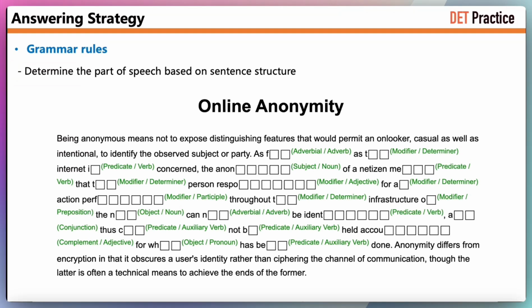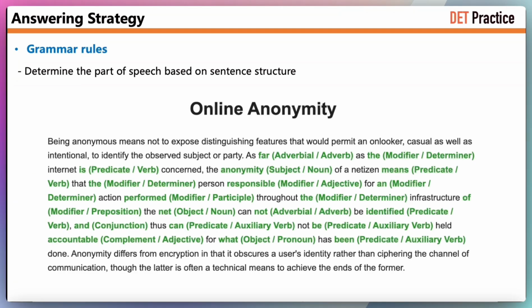For the first blank, we need a connecting adverbial phrase, which should be "as far as." The word starting with I is "is." The subject following it is the noun "anonymity." Next, we need a predicate verb. Since it's explaining something, we fill in "means," remembering to use the third person singular form. Moving on, we have an adjective serving as an attribute, so we fill in "responsible." Next is a prepositional phrase, where "o" should be the preposition "of."